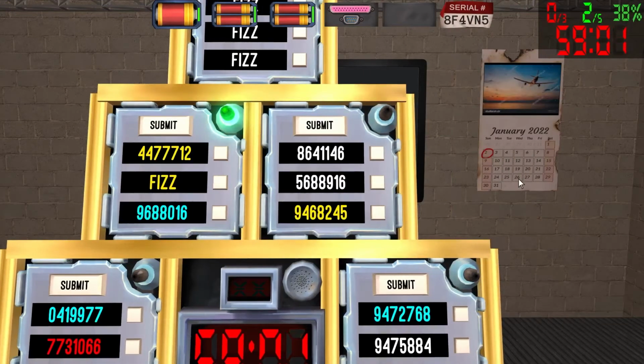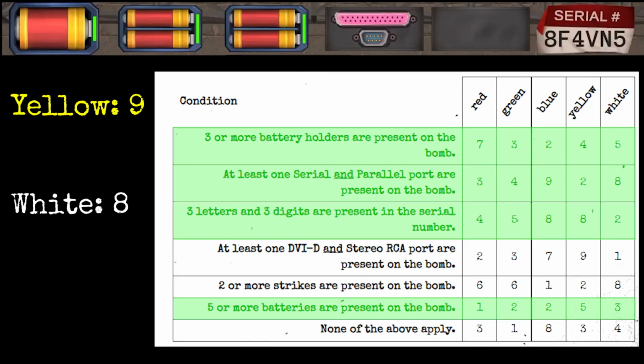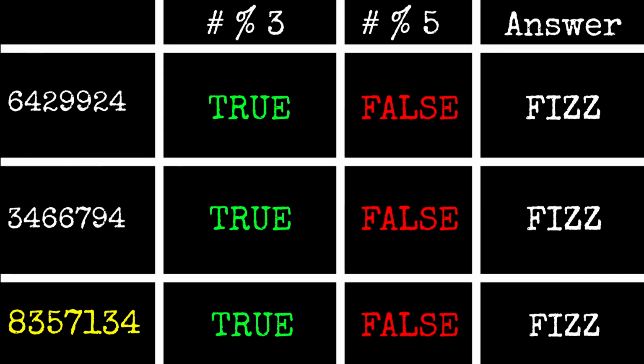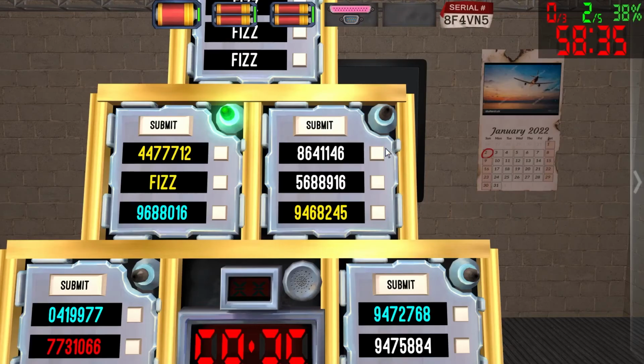Now we have a white 8641146, a white 5688916, and a yellow 9468245. We already know the yellow adding number is 9 and the white one is 8. The new numbers are 6429924, 3466794, and 8357134. The answer is fizz, fizz, fizz.